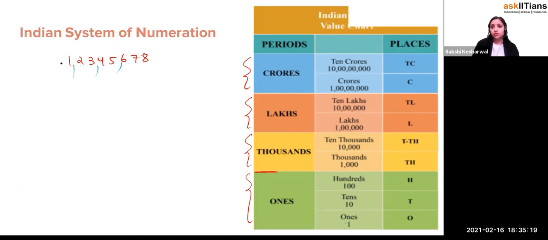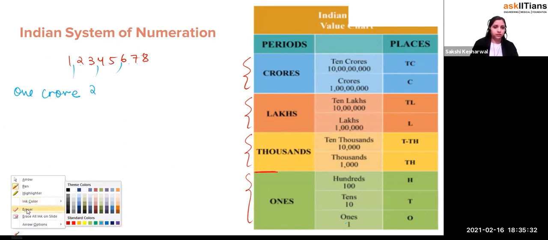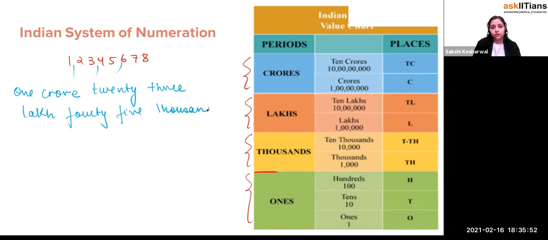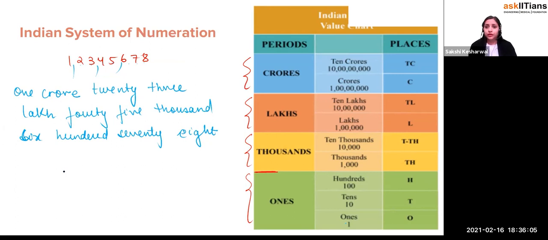Now how are you going to write this in word form? The word form will be 1 crore 23 lakh 45,670, and 8. This is how you write the word form.